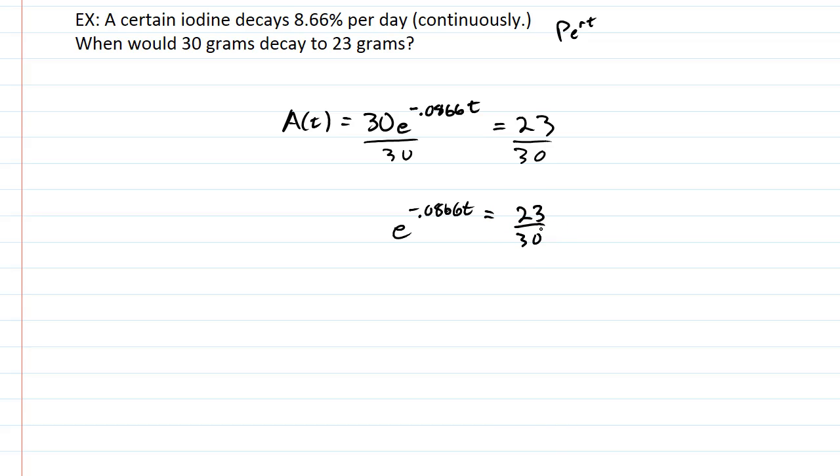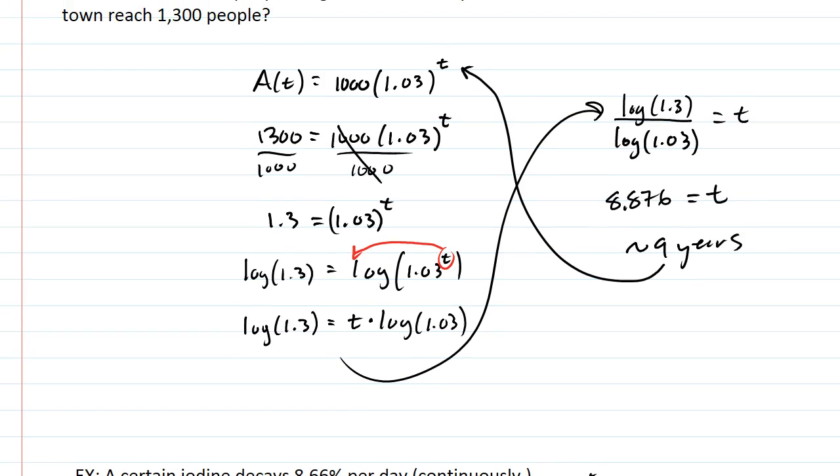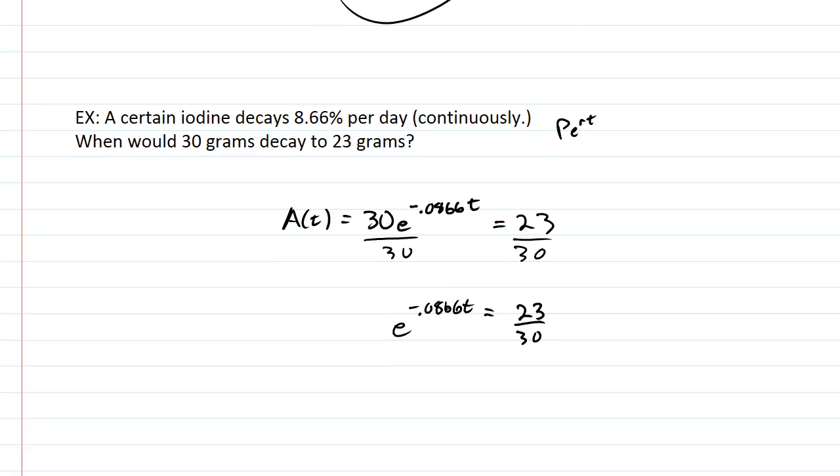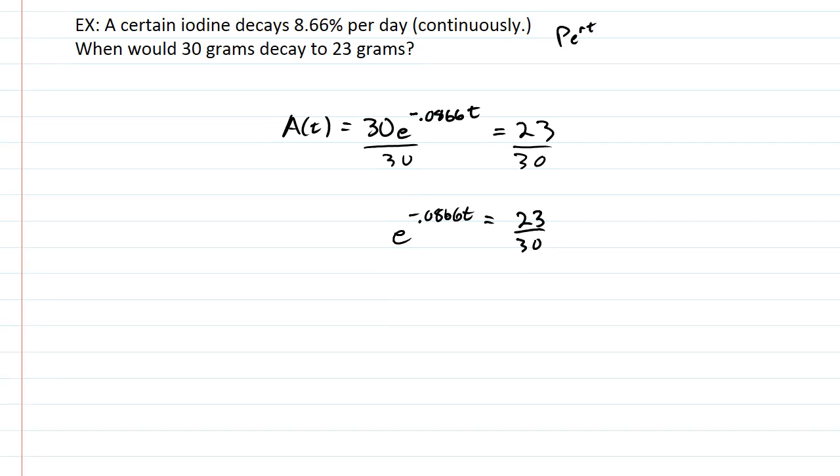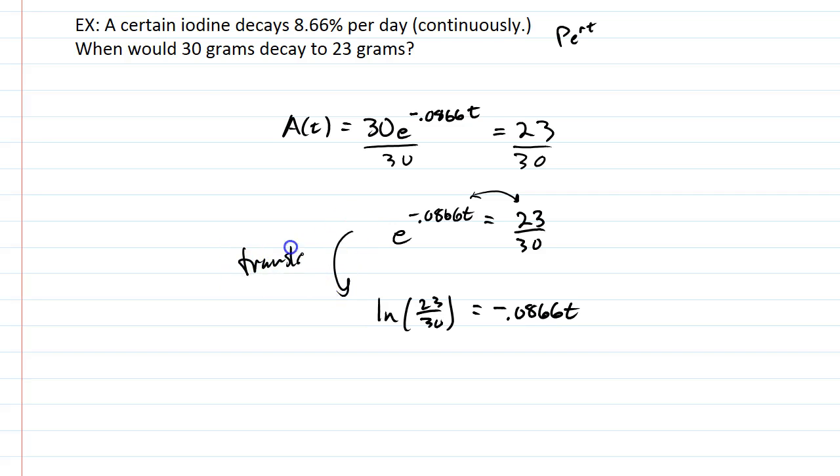Now, there's another way to do this. In the first problem, we logged both sides and used the power down rule. Now, the other way that you could do this, especially with e, is to translate right now. I'm going to turn this into a logarithm, which means I'm going to be doing a log base e, which is the natural log. And then remember that these switch when you're doing translating. So it'll be ln of 23 over 30 equals negative 0.0866 t. So between here and here, I translate it.